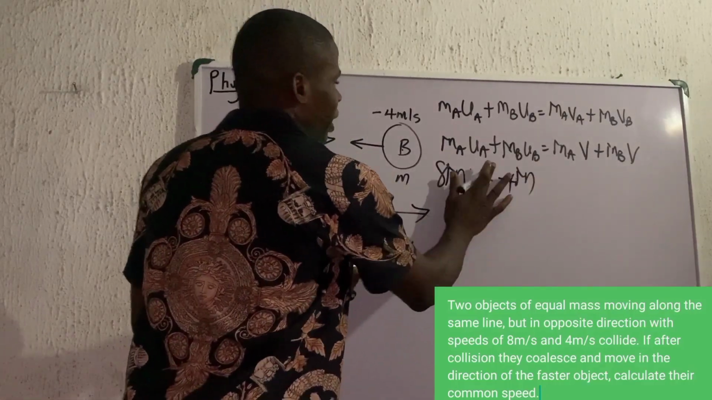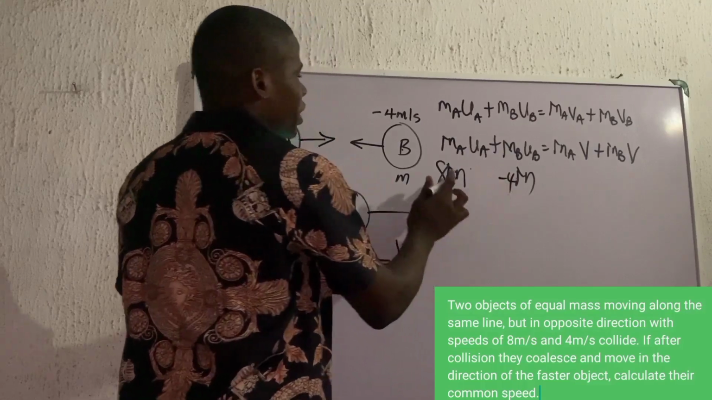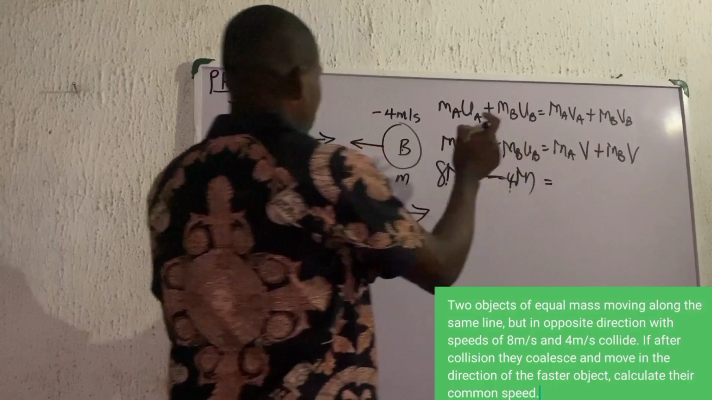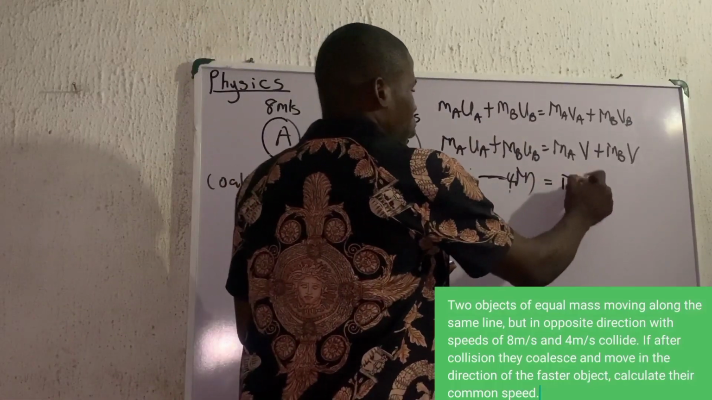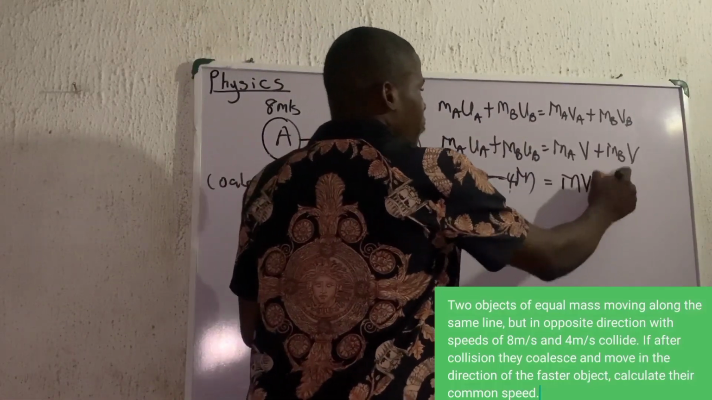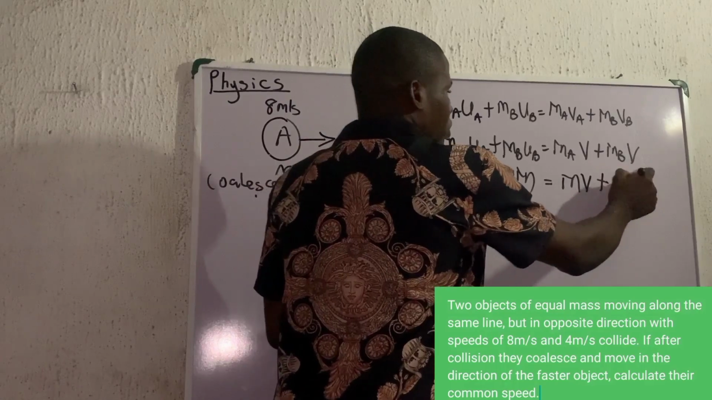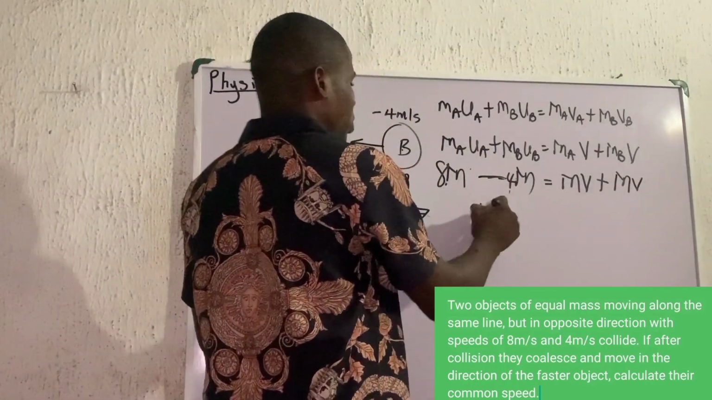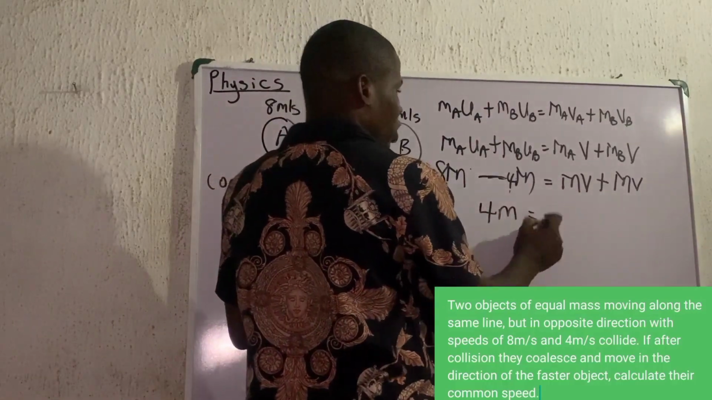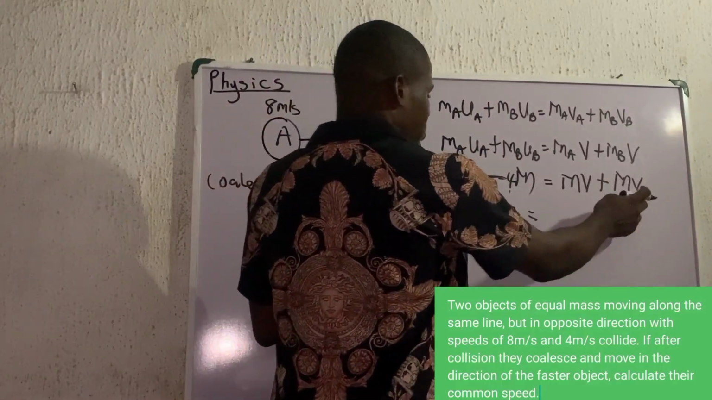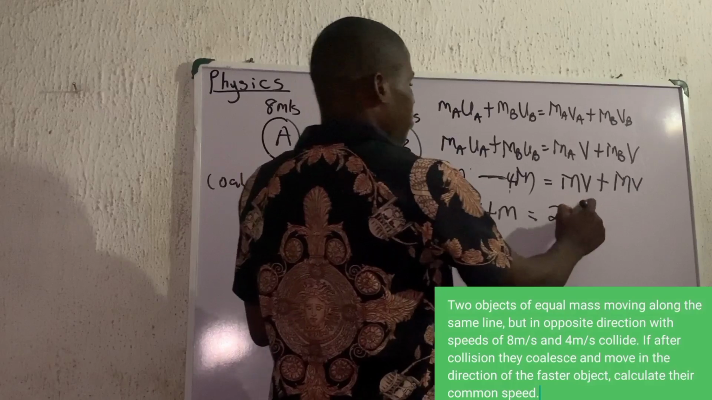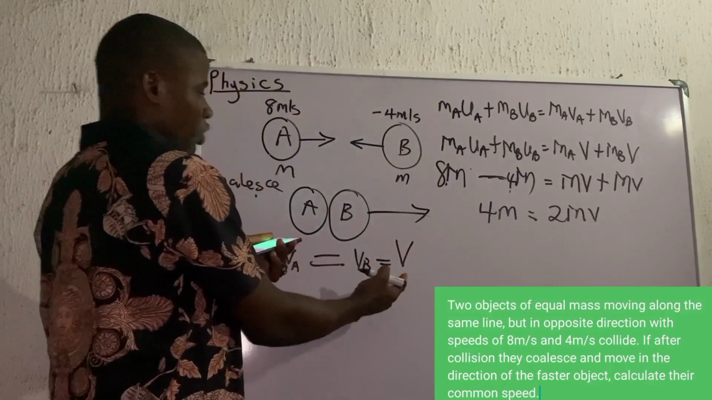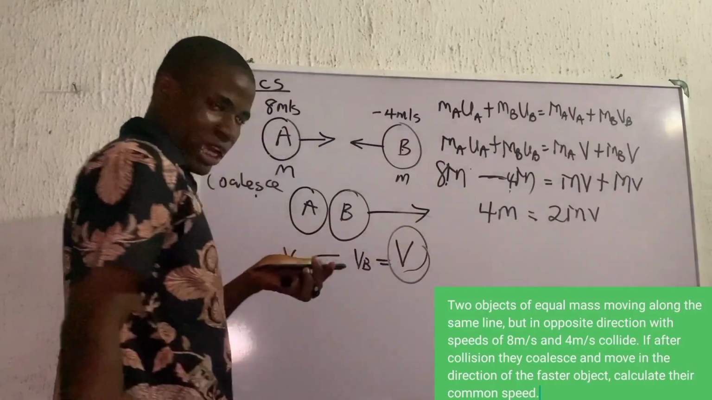Plus times minus is minus. So let's remove this minus. I'm having 8M minus 4M is equal to MA, the mass of A, which we all know is M, times V, plus MB, the mass of B, which we all know is still M, times V. So I have 8M minus 4M is still 4M, equal to MV plus MV, which is 2MV. Remember, we are trying to find their common velocity, which is their final velocity after they have collided.